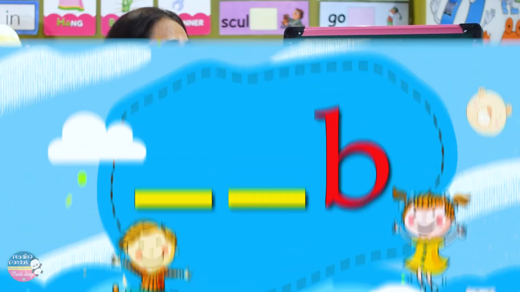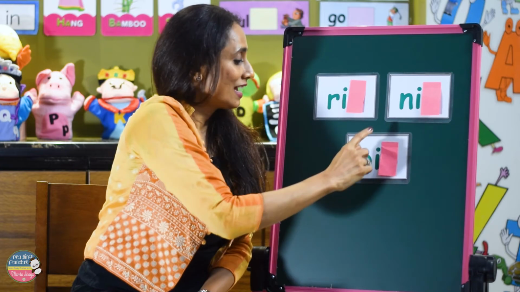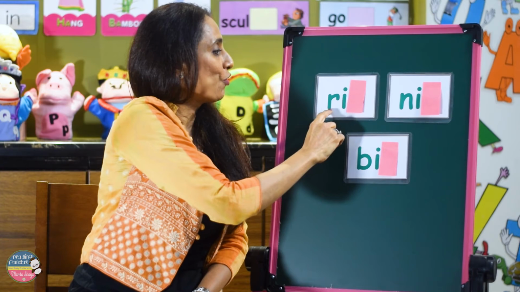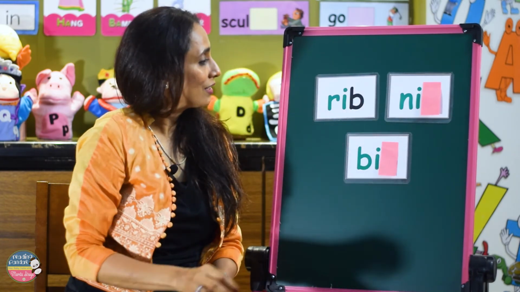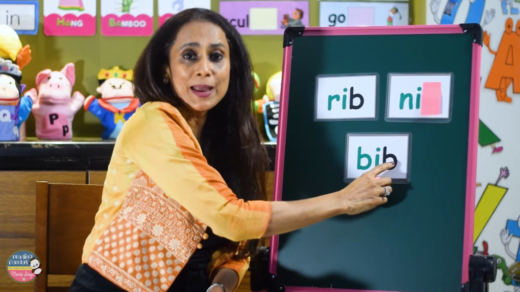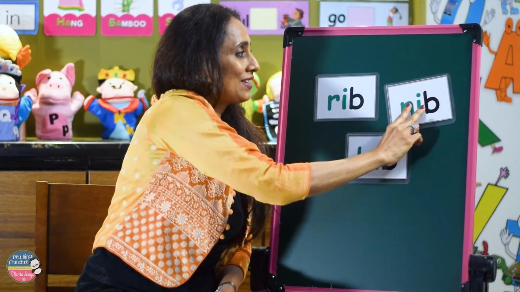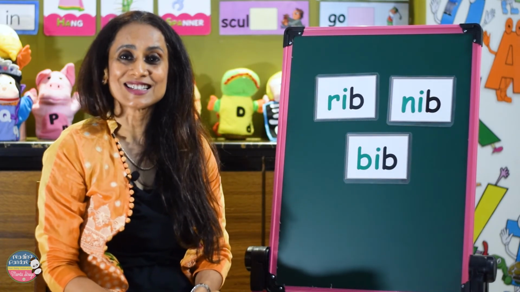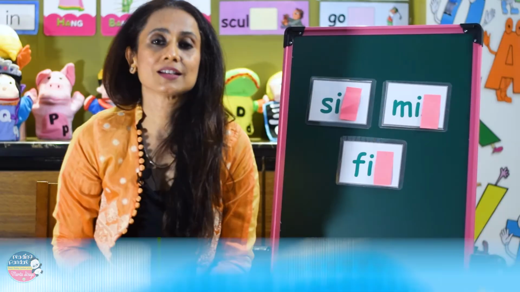Now let's proceed. Ri, Ni, and Bi. And now let's get in the last sound. Ri, B, rib. Bi, B, bib. And Ni, B, nib. Very good. And now let's move on to the last set of words in this tutorial.